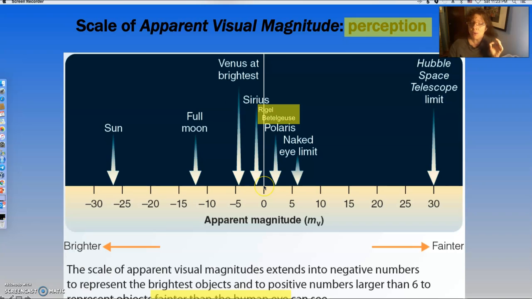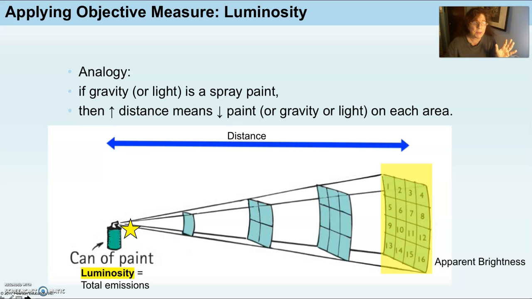Right around 0 are the stars Rigel and Betelgeuse, which are bright for stars, but it would have been a much easier scale if the brightest thing was the most positive and the faintest thing was the most negative. That's not the way this scale works. And that's why I want to get right into luminosity, which is a much better quantitative measure. So let's look into that a little bit more.